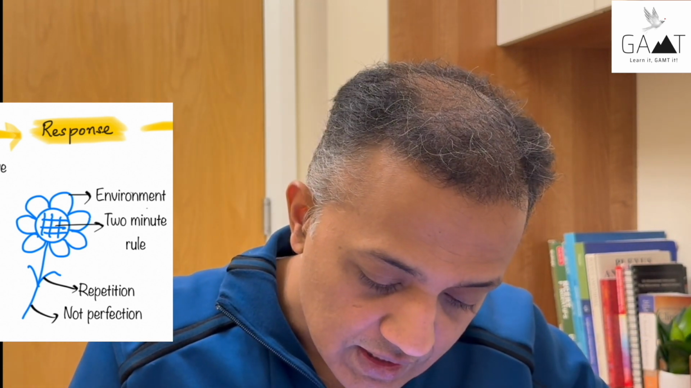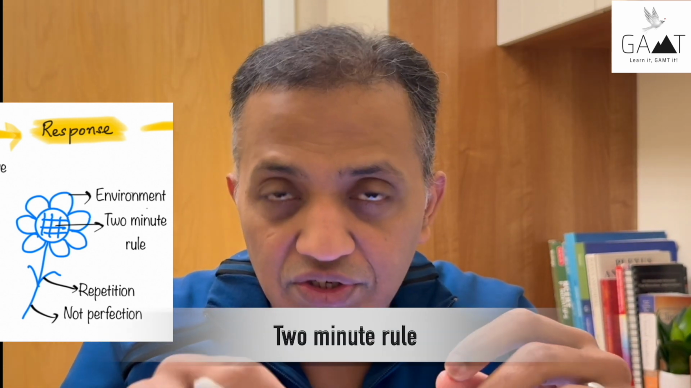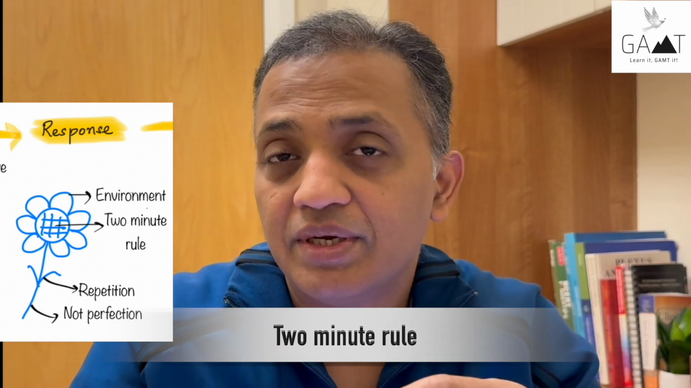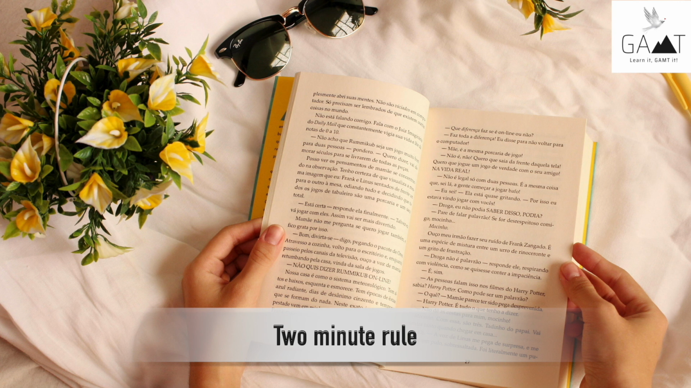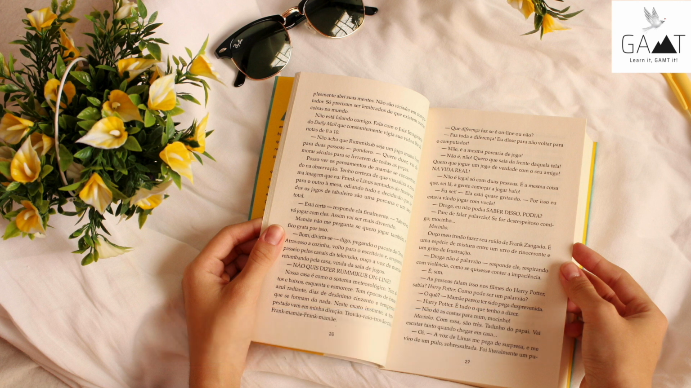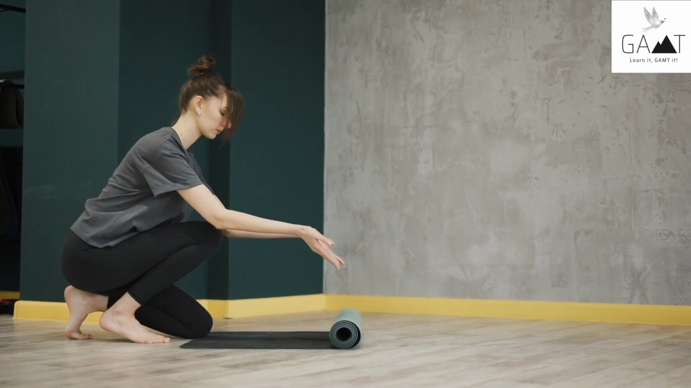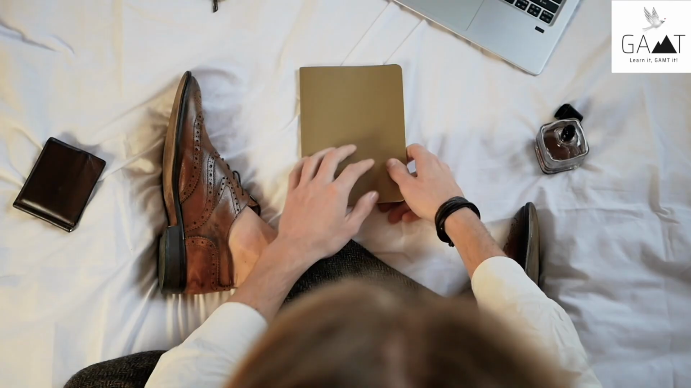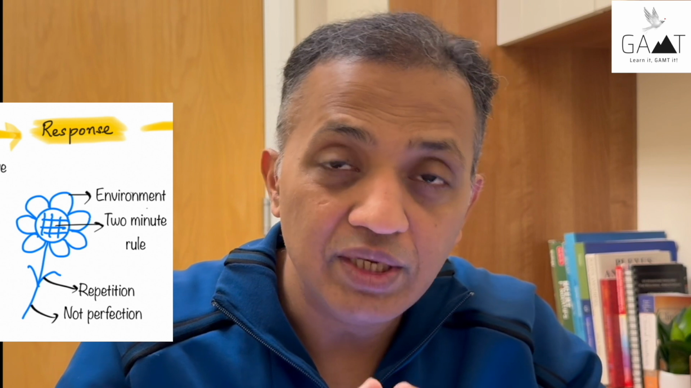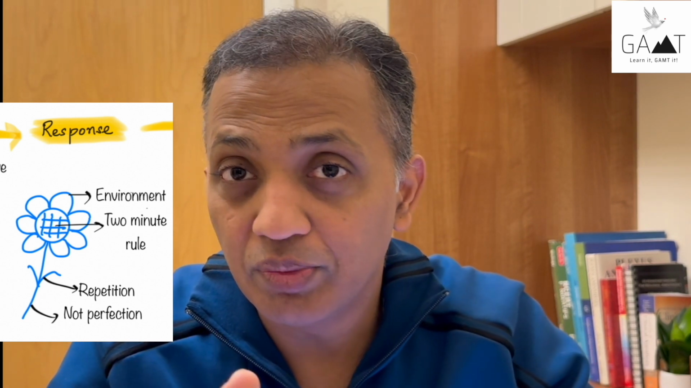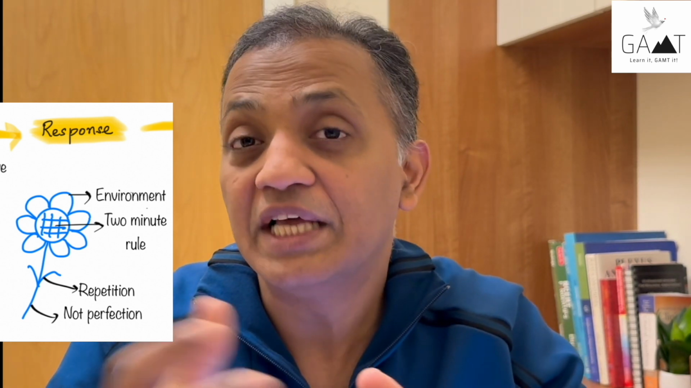The next point is the 2-minute rule. This is a very interesting concept by James Clear. Each habit can be scaled down to a 2-minute version. So reading a book every night becomes reading 2 pages every night. Doing yoga for half an hour becomes taking out the yoga mat. Studying for class becomes opening my notes, and so on and so forth. When you scale this down to a 2-minute version, it becomes immediately doable. It becomes easy, so you have more chances of doing it.